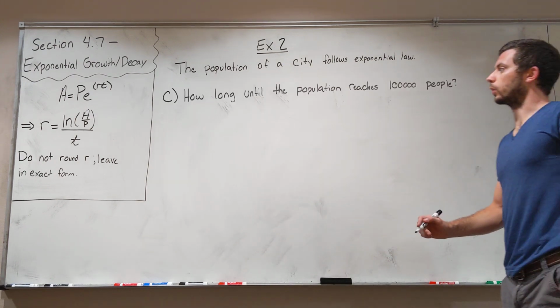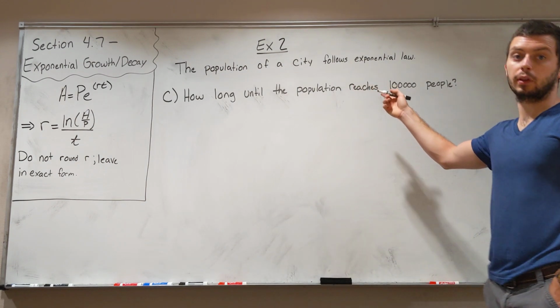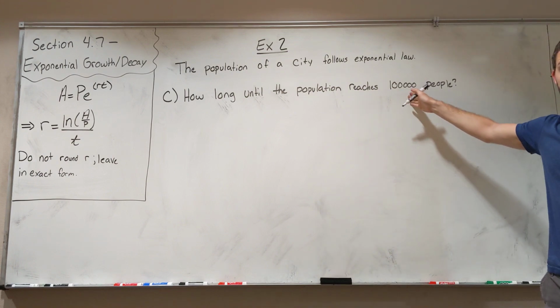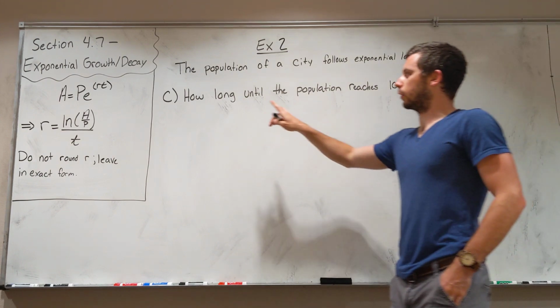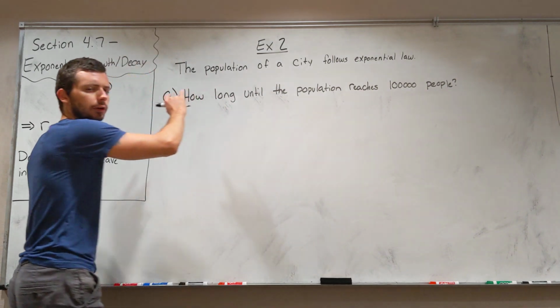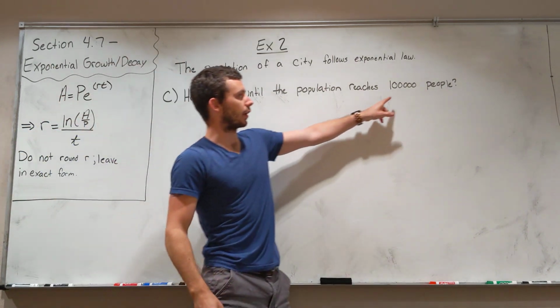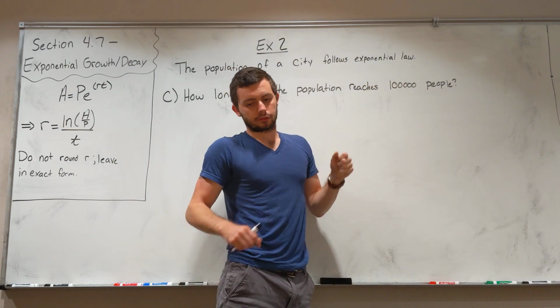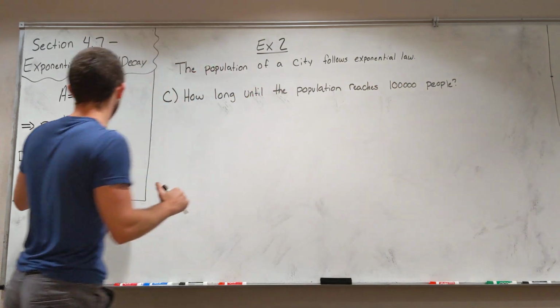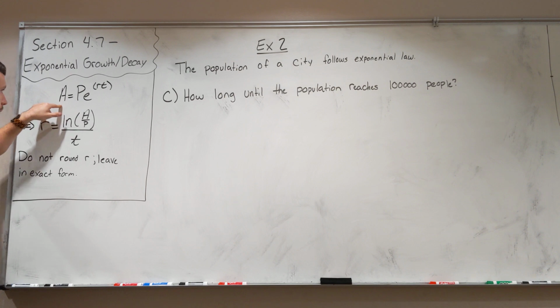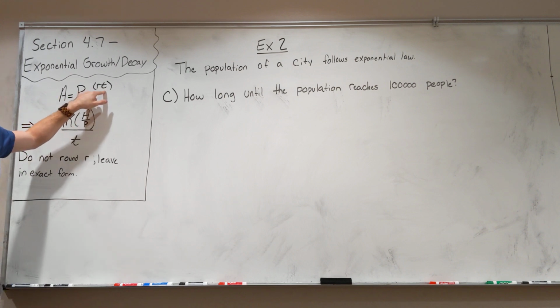For part C, we're looking for how long until the population reaches 100,000 people. And notice it says how long, which implies we're looking for time. And it does give us a final value. So let's go ahead and think about what we have. We have the final value, we're looking for time. So this is still the same problem, example 2.